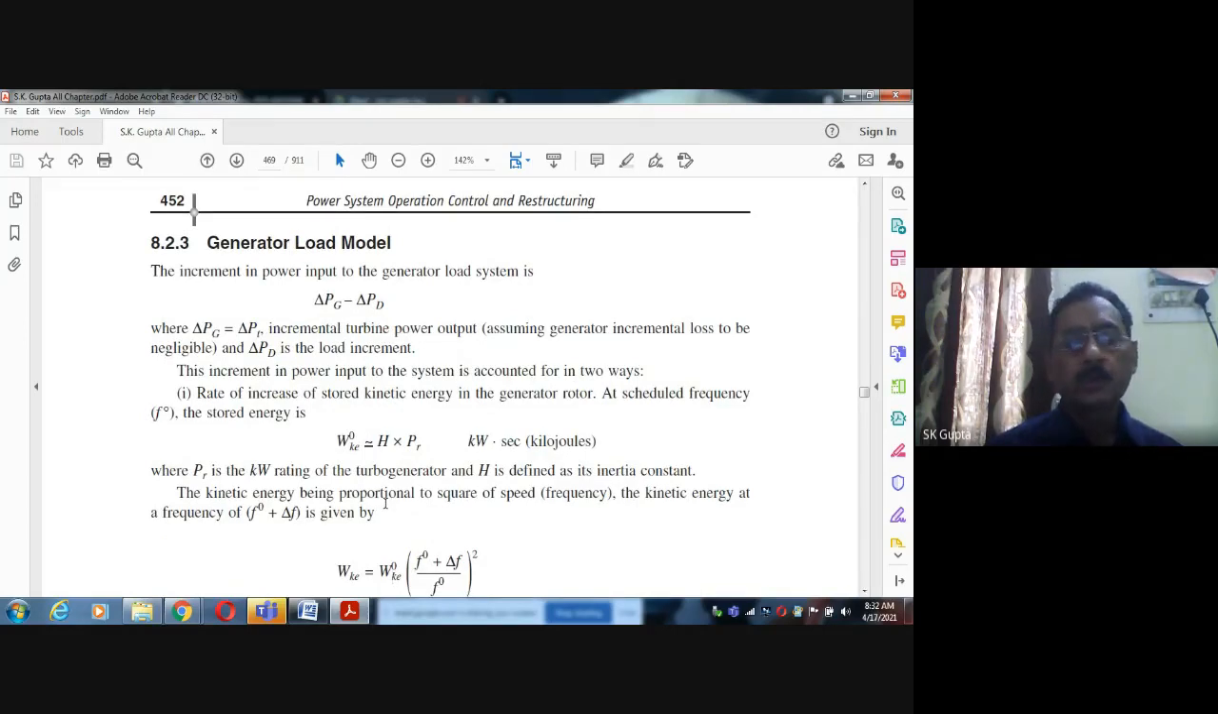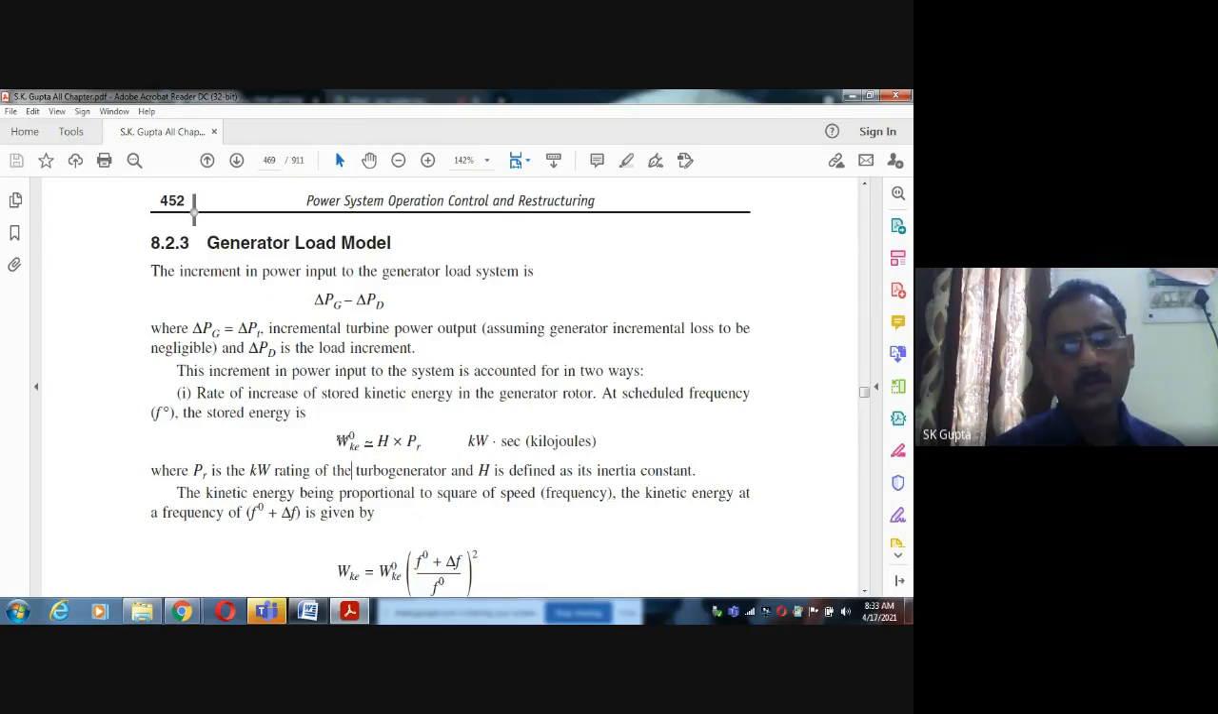But anyway, here our purpose is to obtain the model of the synchronous generator. So we know WKE0 means normal, at normal speed, when the frequency is 50 Hz. When it is running normally at 50 Hz frequency, at that time the energy stored is H into PR. And any energy stored in the rotor is given by half I omega square.